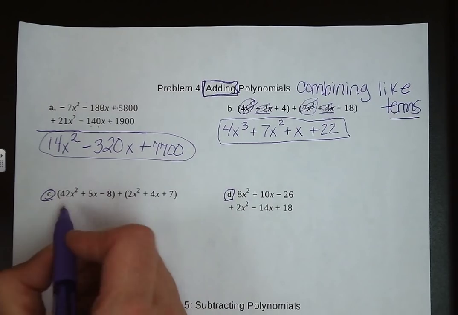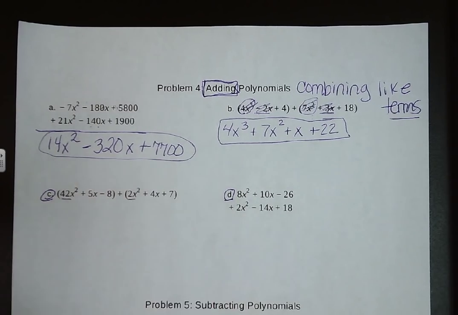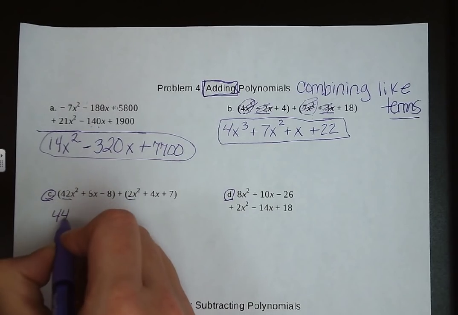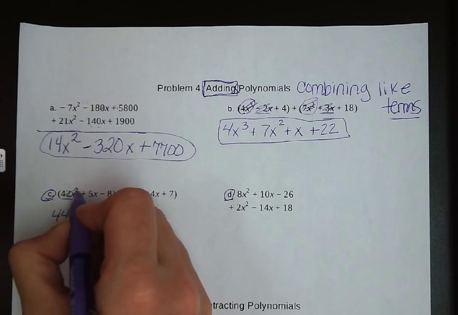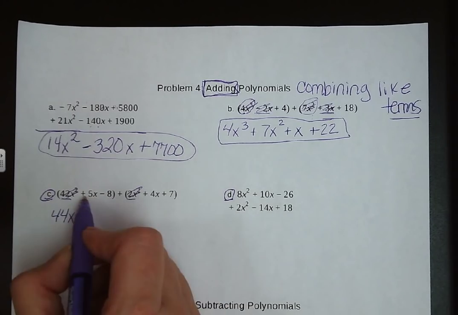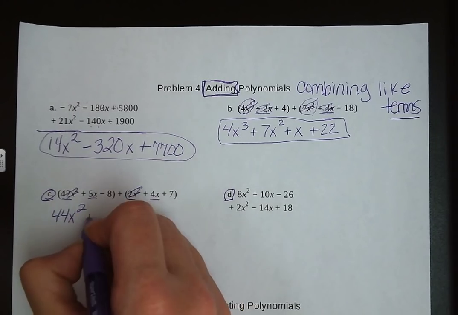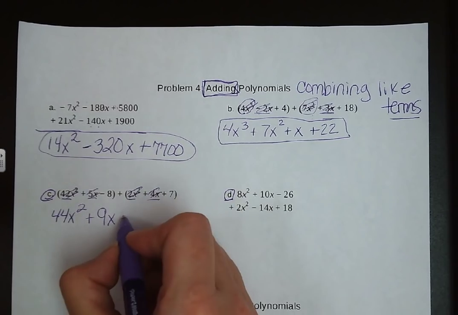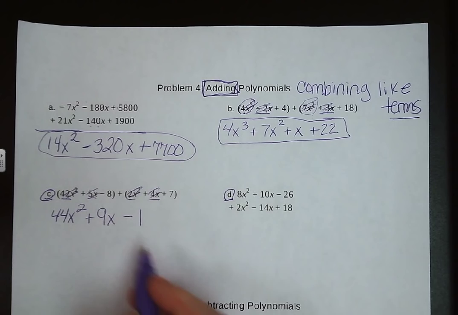All right, letter C. These two, C and D, I want you to try on your own. So letter C, we have 42x squared plus 2x squared. That's 44x squared. Next up, we have just our x's. So 5x plus 4x is 9x. And negative 8 plus 7 is negative 1.